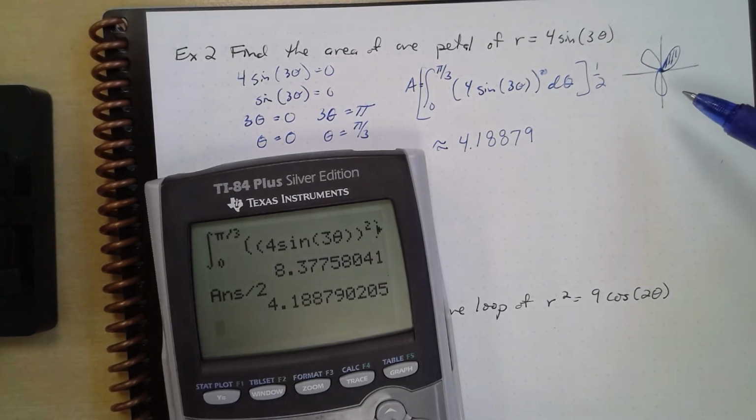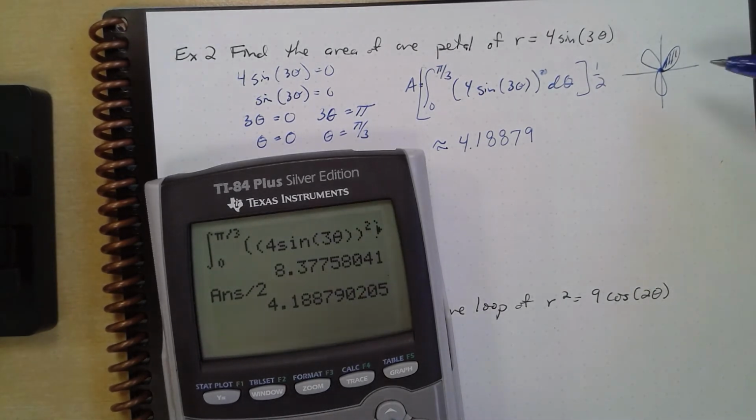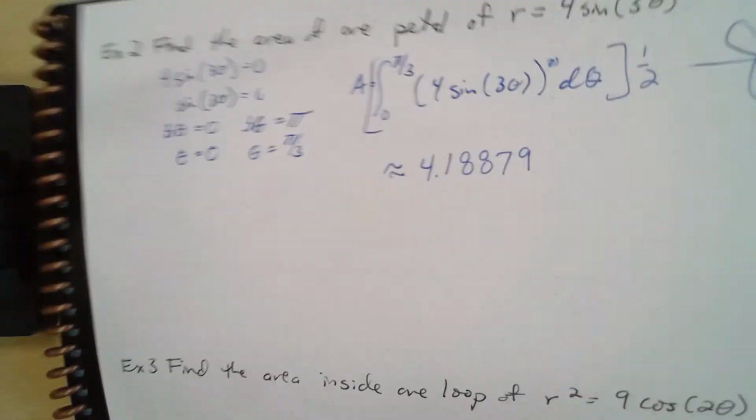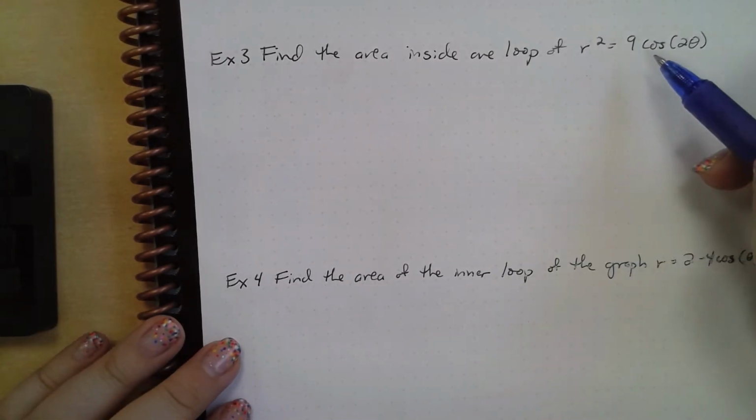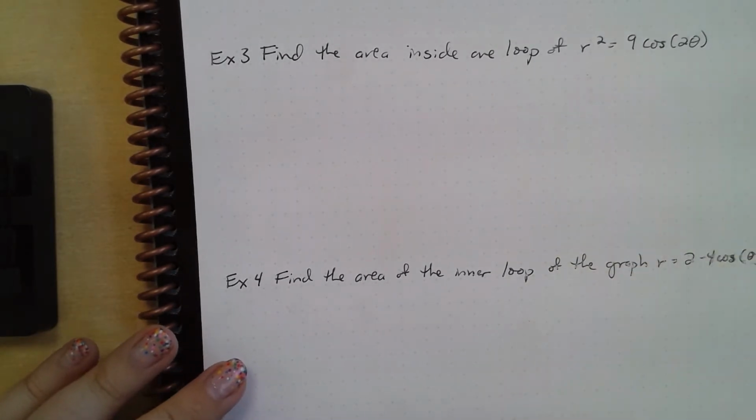Well, if we wanted to find the area of all the petals, what could we do? We could just multiply by 3, right? Okay. Let's do another example. Find the area inside one loop of r squared equals 9 cosine of 2 theta.